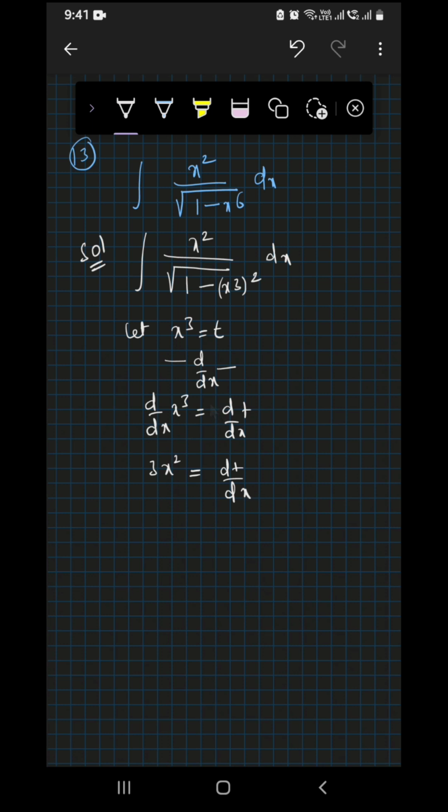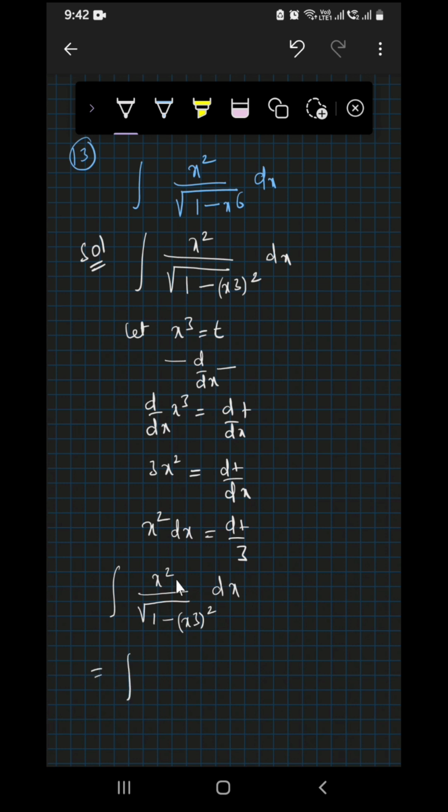If you see the question here, we have x square dx, that's why take x square, and transpose the 3 to the other side and dx to this side. We get x square dx is equal to dt by 3. So now we got the value of x square dx in t and x cube in t. Substitute these two in the problem. We get integration of x square by the root of 1 minus x cube whole square dx.